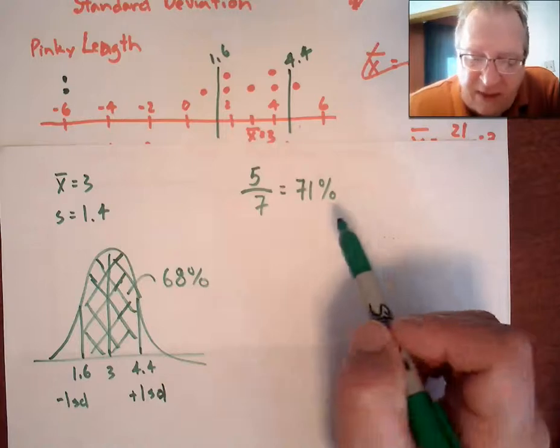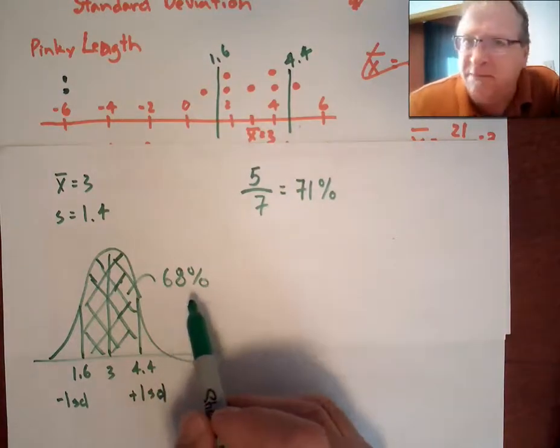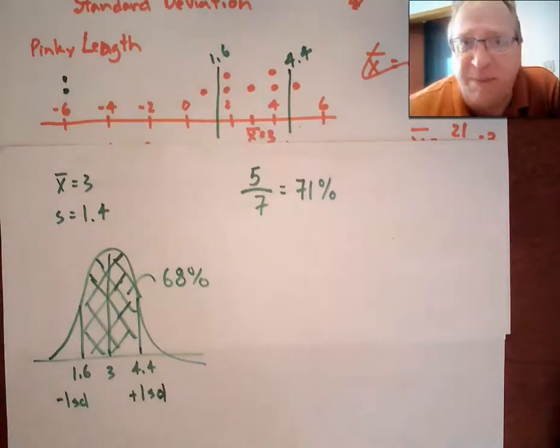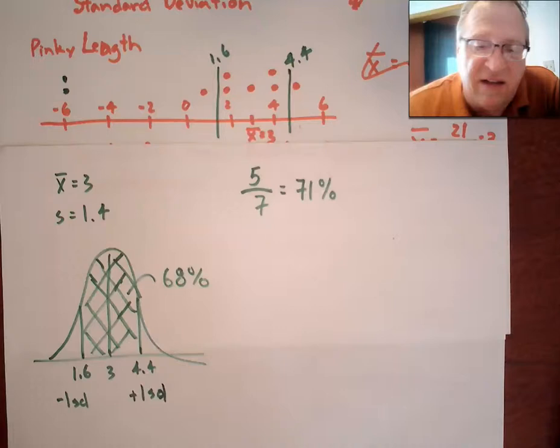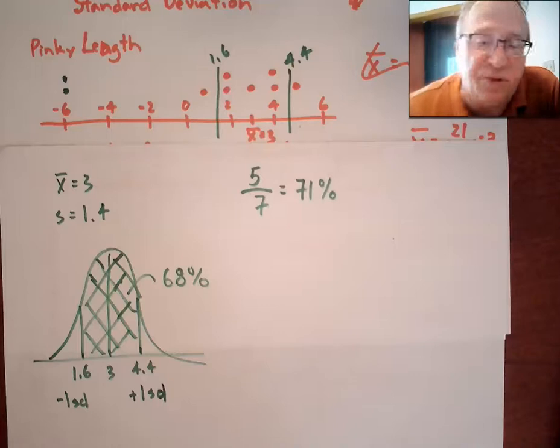Now that's not quite 68%. And why isn't it? Any guesses? Well, it's because we have such a small sample size. If I had 10,000 data points, I bet we'd be very close to 68%, if this was truly a normal distribution.